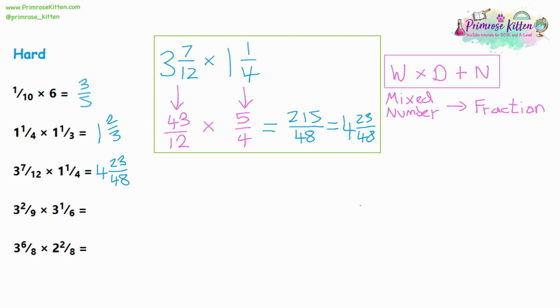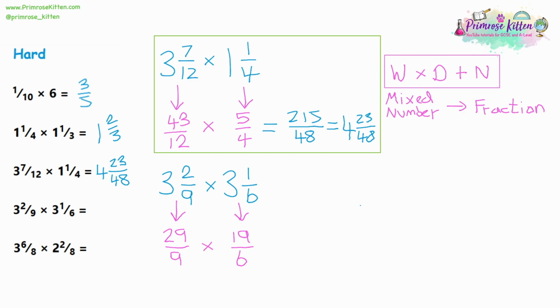Now for question 4, we have 3 and 2/9 multiplied by 3 and 1/6. So again, we can see that we do not have fractions, we have mixed numbers. Let's turn them into fractions. We'll do the whole number multiplied by the denominator, add on the numerator. So 3 times 9 is 27. Add on the 2 will give us 29 over 9. Then for the second fraction, whole number multiplied by the denominator, 3 times 6 is 18. Add on the numerator, 19, and that'll be over 6.